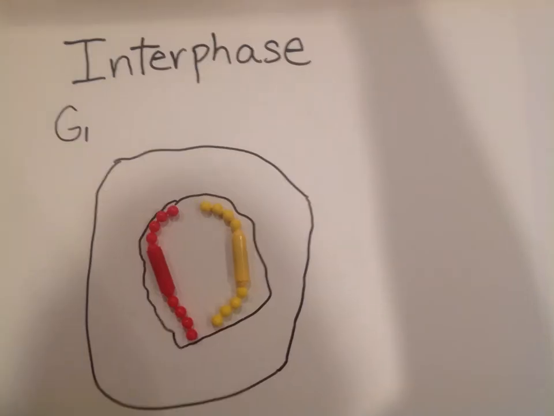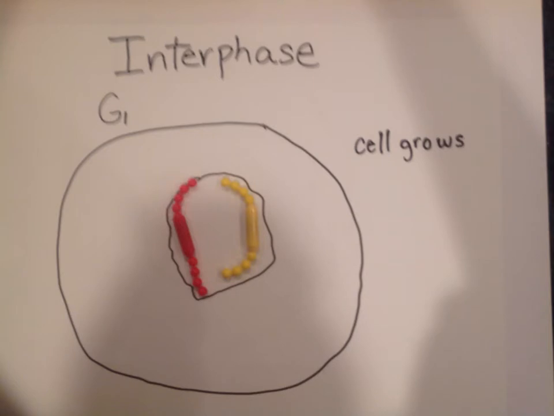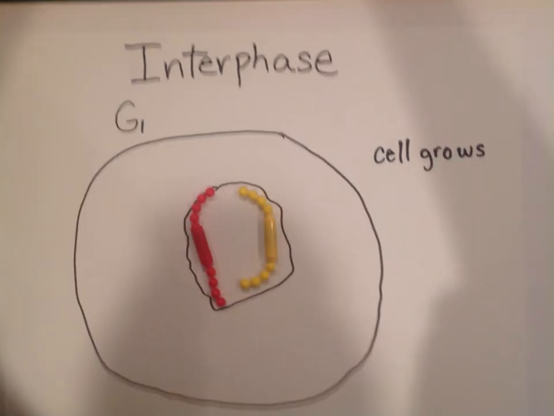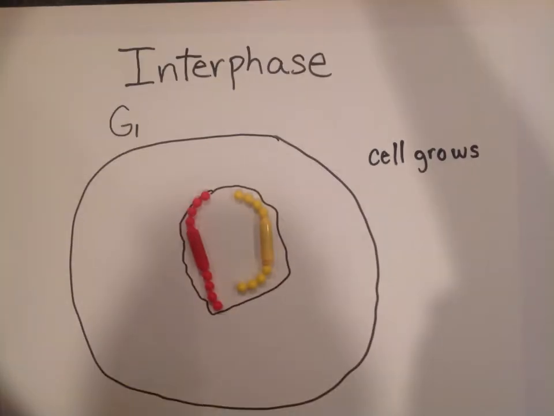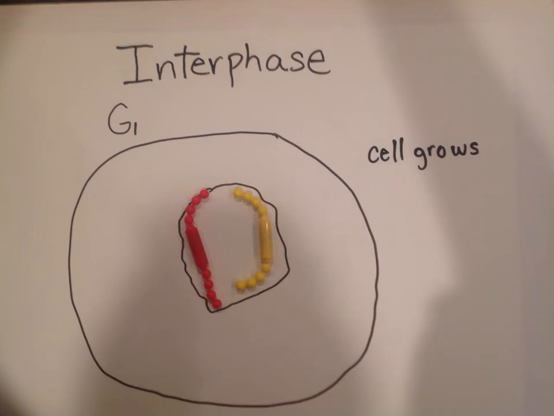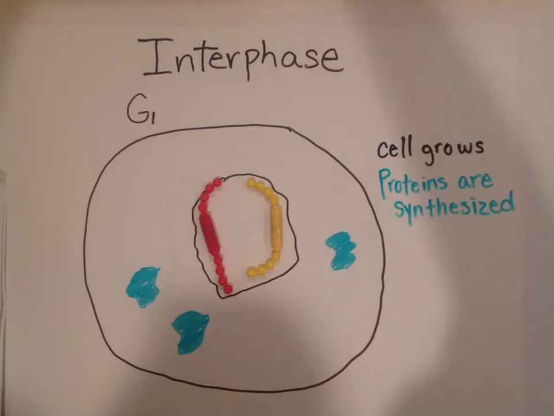The first stage is the G1 phase. During the G1 phase, the synthesis of RNAs and proteins occur. The cell also grows while carrying out specific functions that the cell type requires. It also makes copies of organelles.